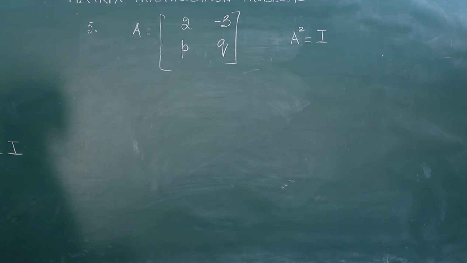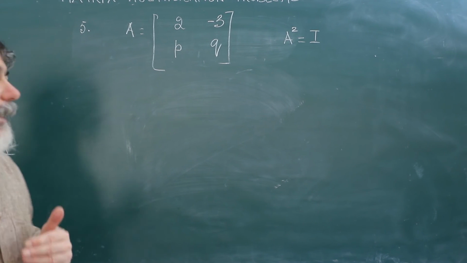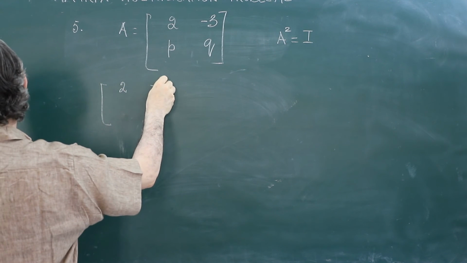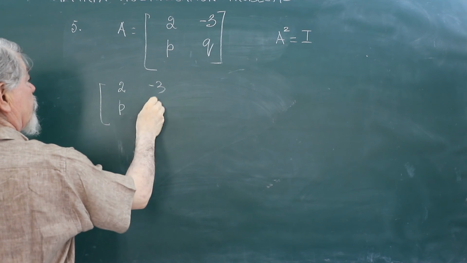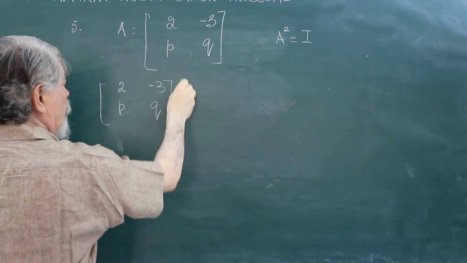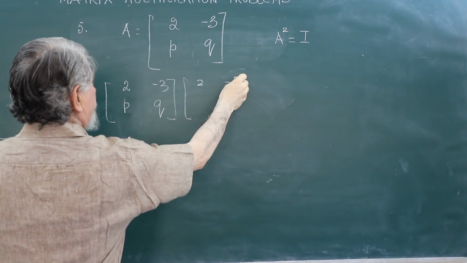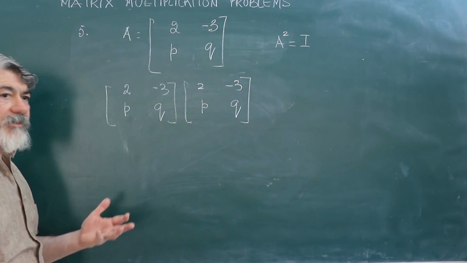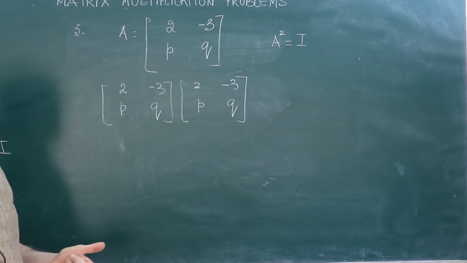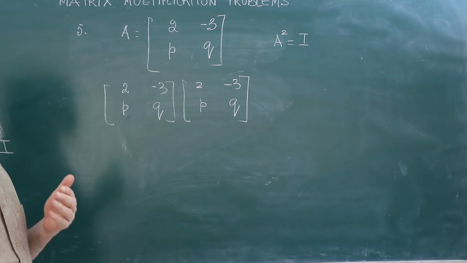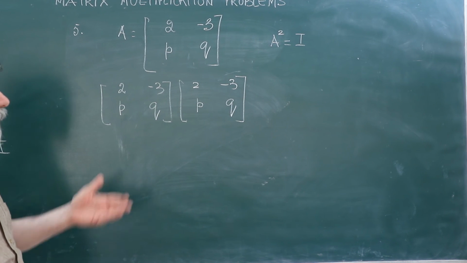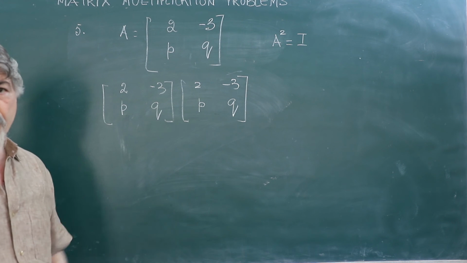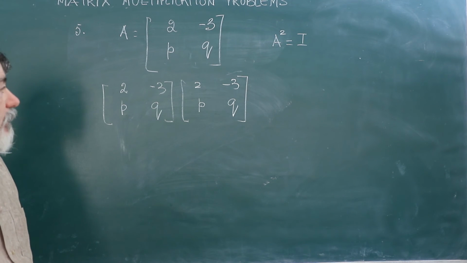So first of all, let me calculate A square. A square means A into A. [2, minus 3; P, Q] and again [2, minus 3; P, Q]. Both are the same matrix of the order 2 into 2, a square matrix. That is why matrix multiplication is possible. Number of columns are 2, number of rows are 2.